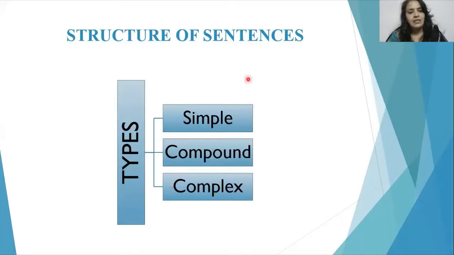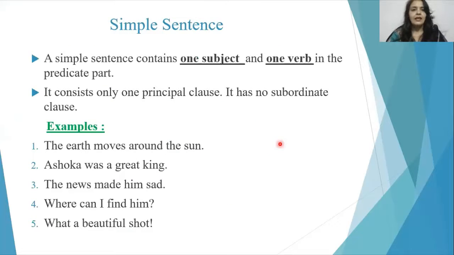According to their grammatical structure, there are three types of sentences: simple, compound, and complex. So we'll study all these three types in detail. We'll start with the simple sentence. A simple sentence means a simple clause, a principal clause.